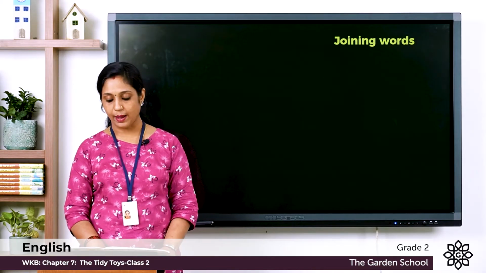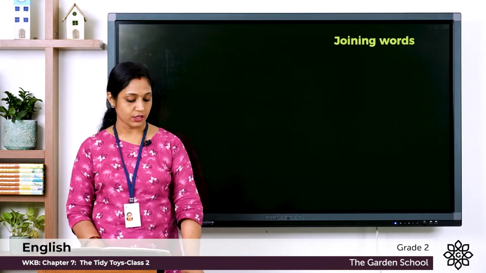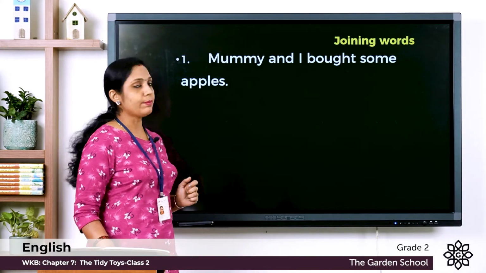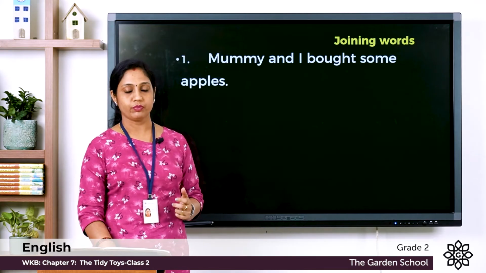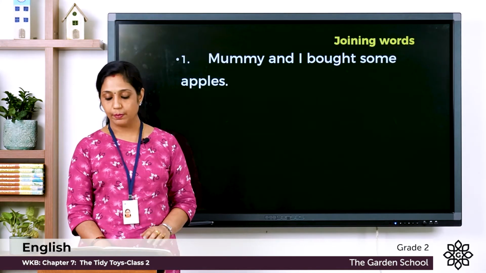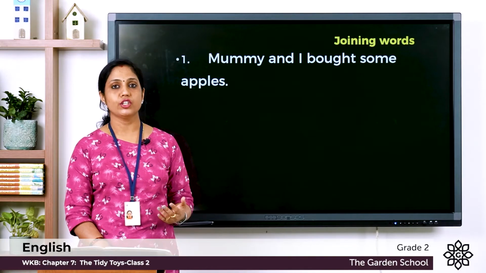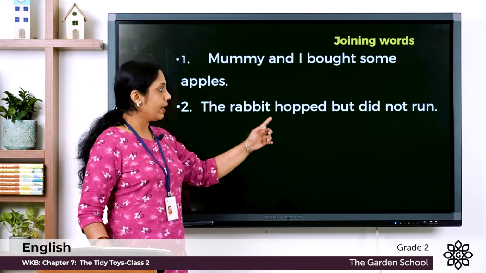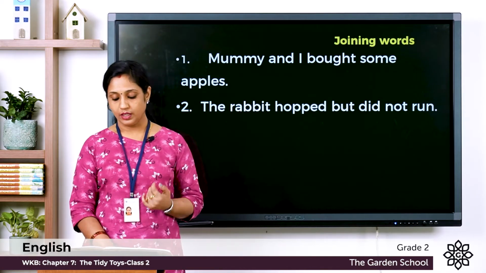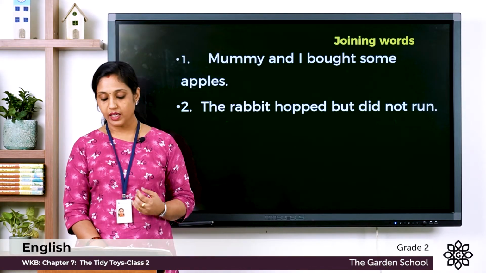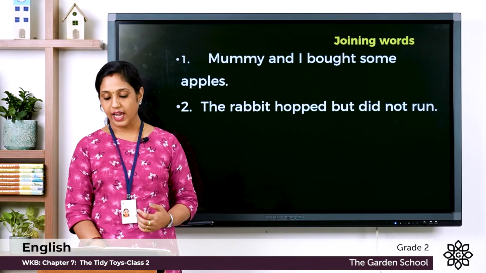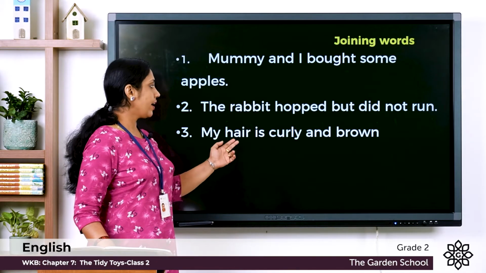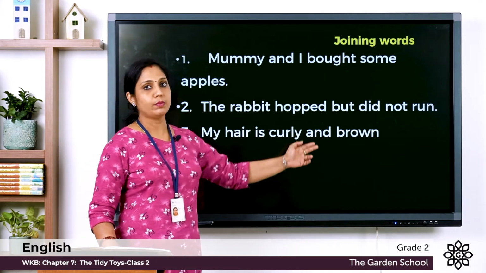Mummy bought some apples. I bought some apples. So we can write it as Mummy and I bought some apples. So you can write it over there. The second question. The rabbit hoped. The rabbit did not run. So we can write the rabbit hoped but did not run. The third question. My hair is curly. My hair is brown. So how can you write it? My hair is curly and brown.